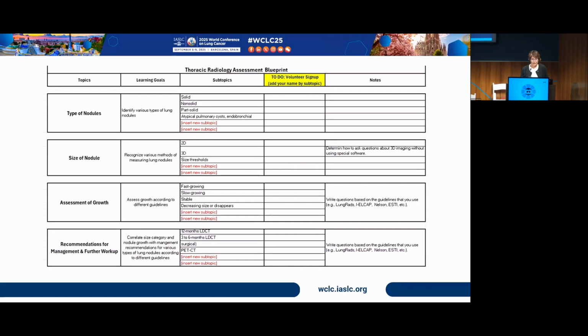And this is the blueprint. We are developing the questions or the exam according to a blueprint. So we will have questions pertaining to types of nodules, size of nodules. Some of these are protocol specific. So any one of us will write the questions according to the protocols that we are actually using, and then whoever is using the self-assessment can choose whichever protocol they're going to use.